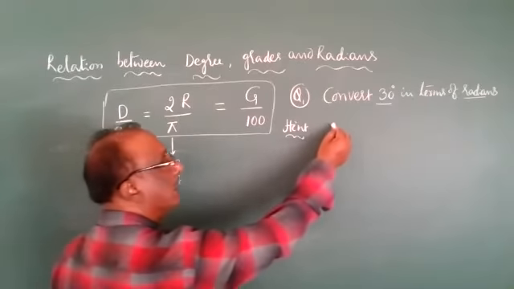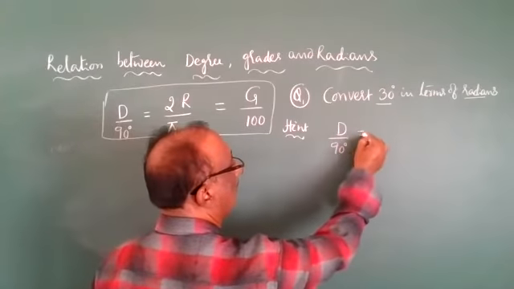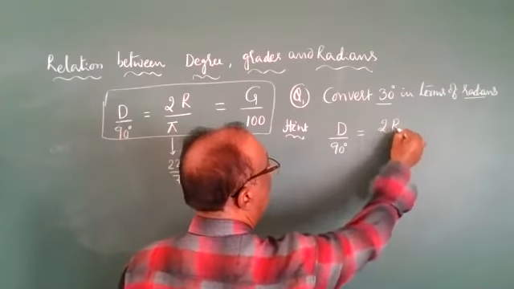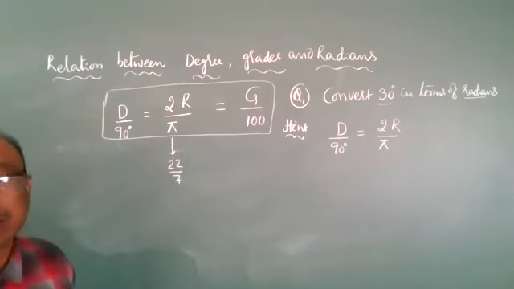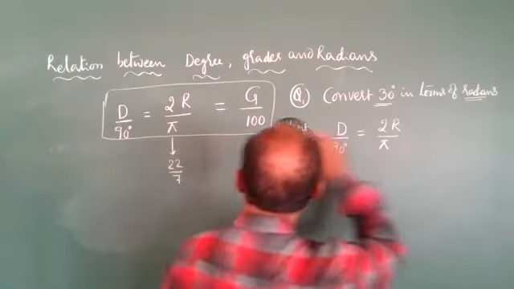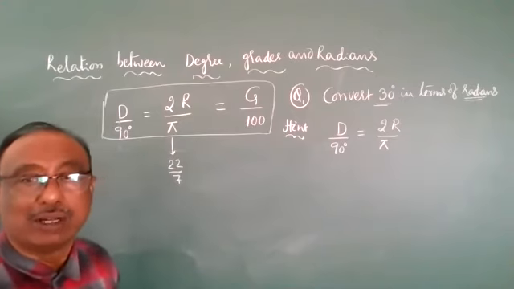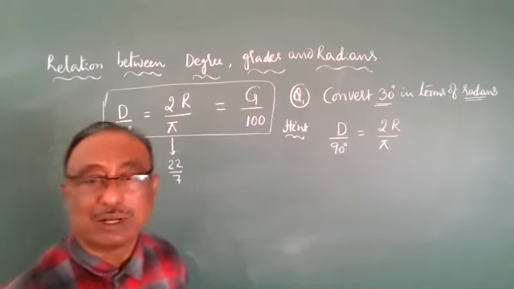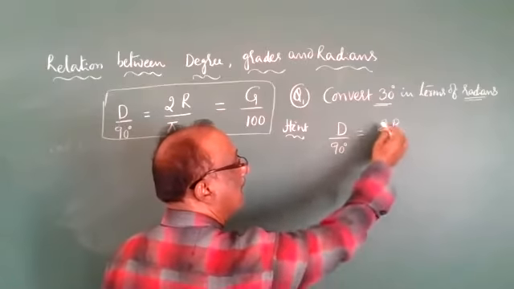So the degrees and radians relation is D by 90 degrees is equal to 2r by pi. Here we have only degrees and radians, so I will take degrees and radians only. Clear, everyone? This is how degrees are converted to radians.